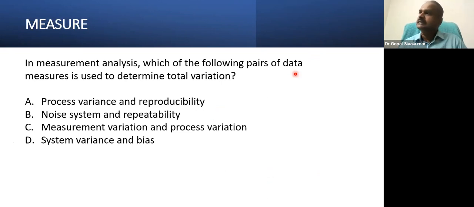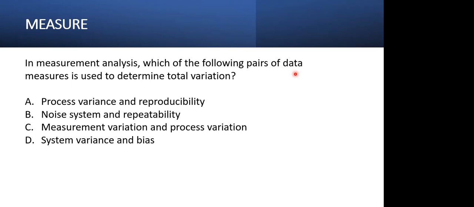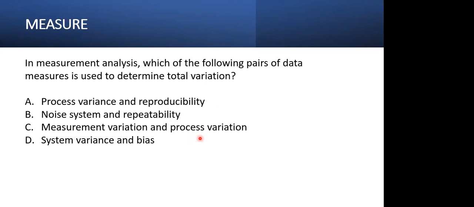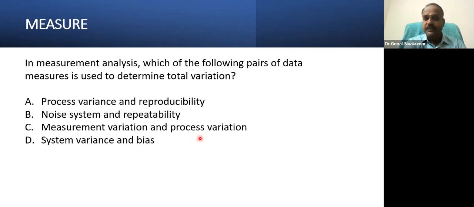In measurement system analysis, which of the following pairs of data measures is used to determine total variation? Measurement variation and process variation, sir. Very good. That is the correct answer. Measurement variation and process variation. Any data you collect will have a variation. One source is process, the other source is measurement.